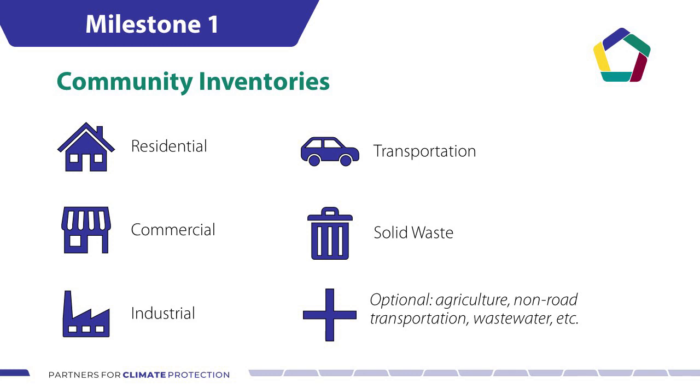Similarly, to complement the PCP protocol, the community GHG inventories must include emissions from the following 5 activity sectors. This includes residential buildings, institutional or commercial buildings, industrial buildings, as well as transportation and community solid waste. You do have an option to include other areas that may have significant emission sources. This could include agriculture if you're an agricultural municipality. It might include non-road transportation. It might include wastewater. But really, those 5 activity sectors are what must be included to comply with the PCP protocol.